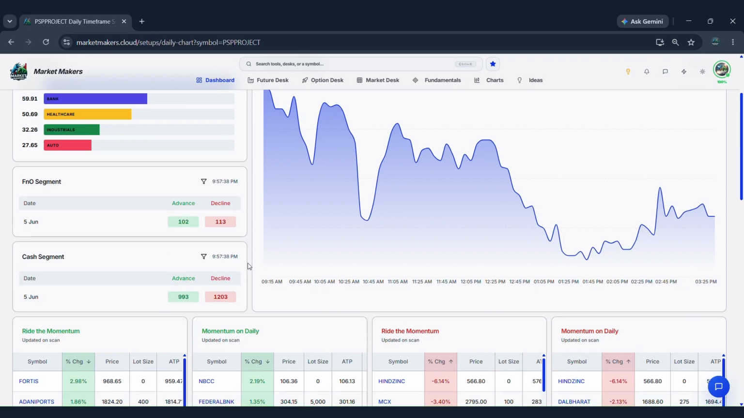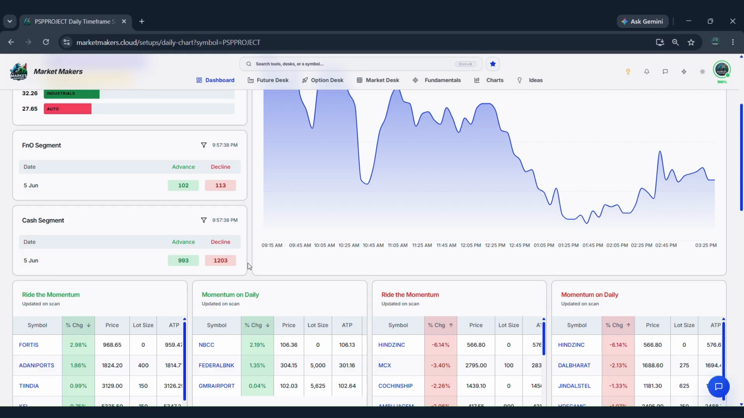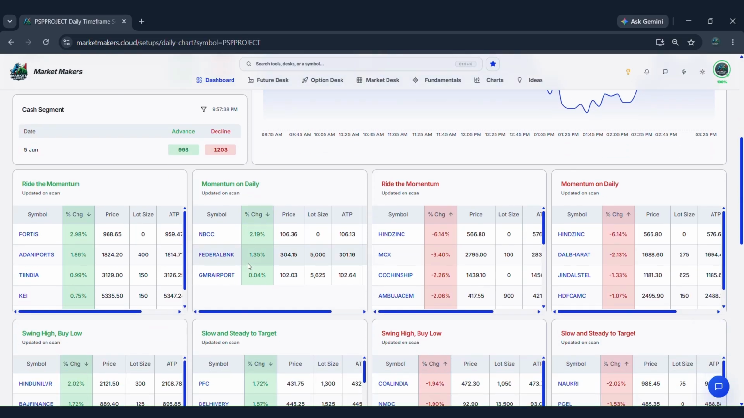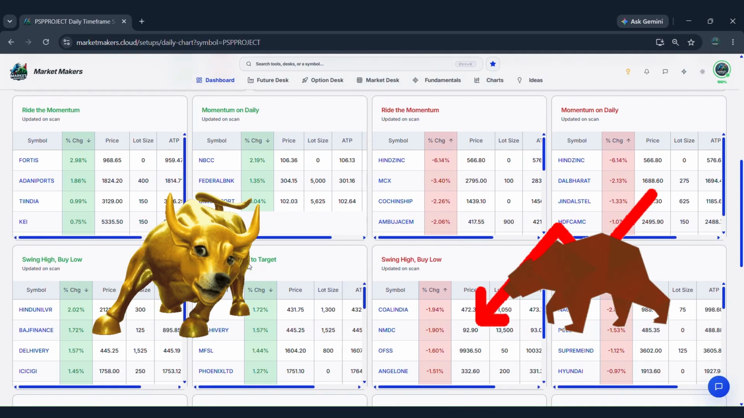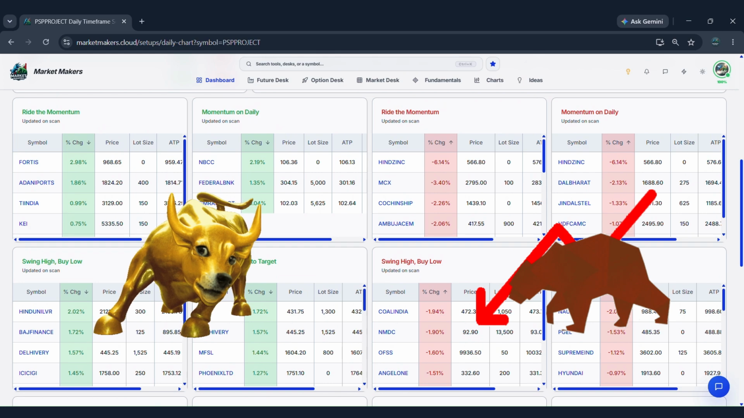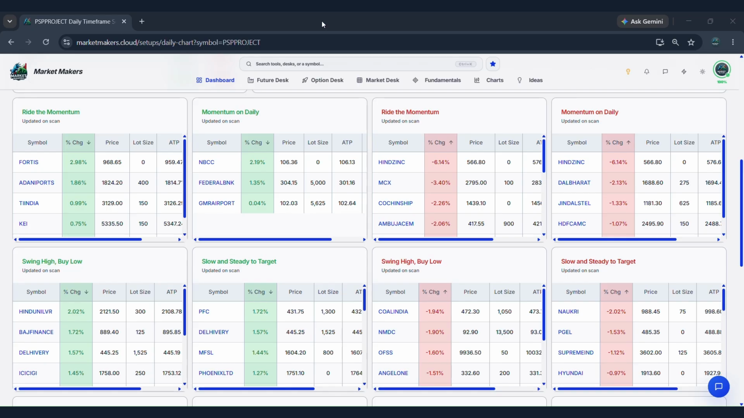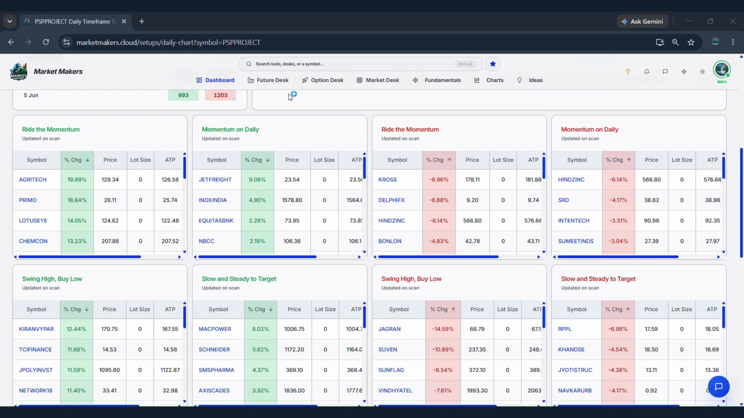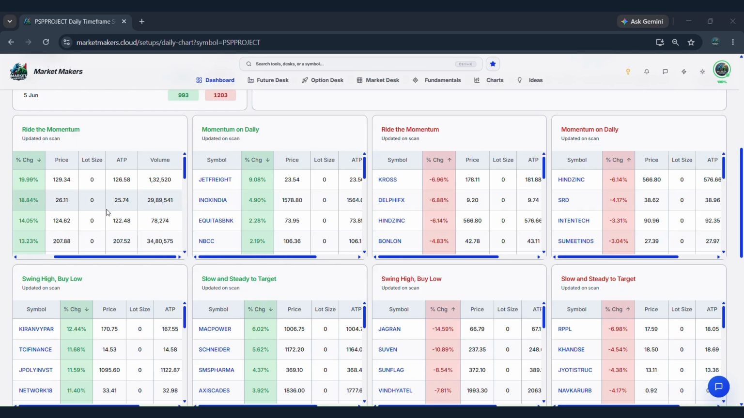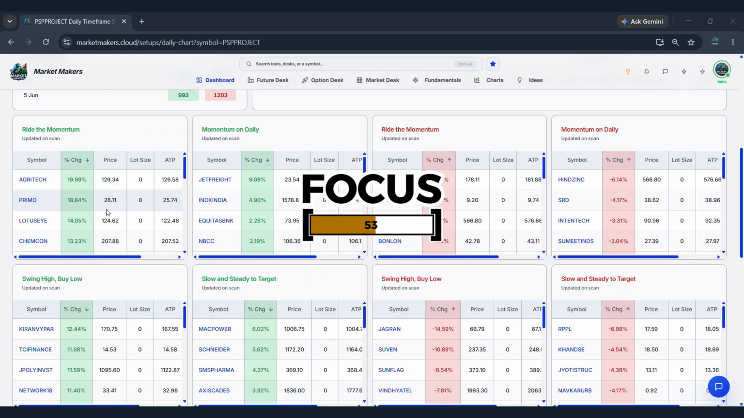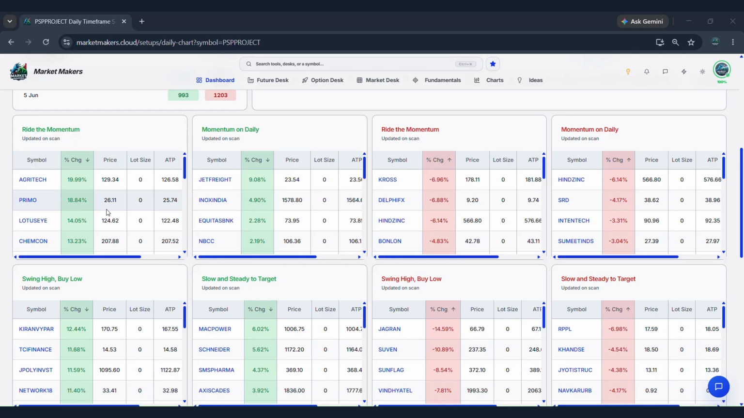Now, one important thing you'll notice across the platform is the color system. Green indicates bullish opportunities, red indicates bearish opportunities. This helps traders instantly identify market bias visually without wasting time. And when you combine this with chart preview, you can very quickly decide what deserves attention and what should be ignored. That is the entire goal of a professional dashboard. Reduce noise, increase focus.